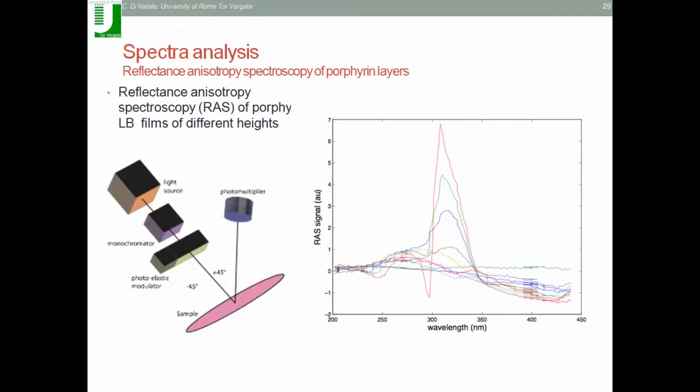Let us consider, for instance, a collection of spectra. This is an experiment of reflectance anisotropy spectroscopy, a technique where we measure the reflected light when the incident light is polarized plus 45 degrees or minus 45 degrees. It can give information about the arrangement of the film on a surface. Here we have spectra of films of different heights, different layers of porphyrins onto a gold surface. And we have this kind of spectra.